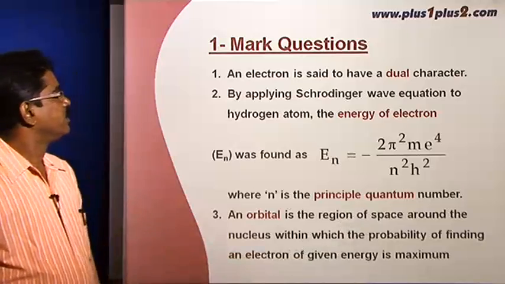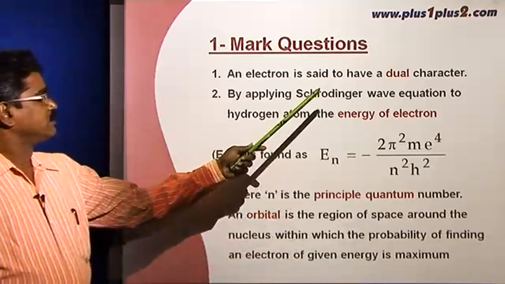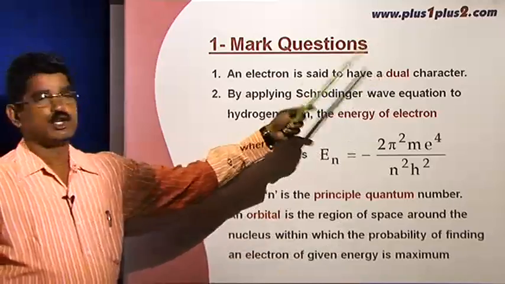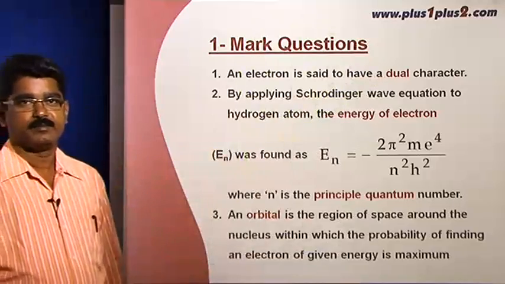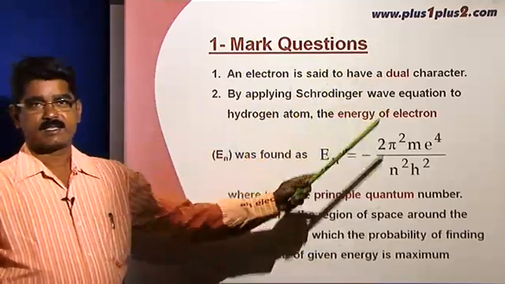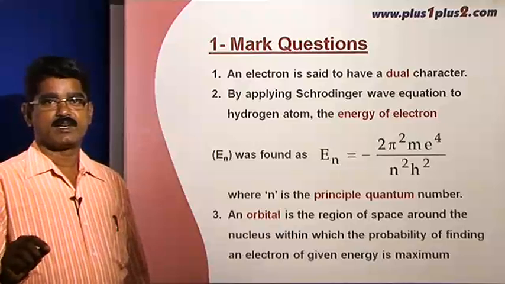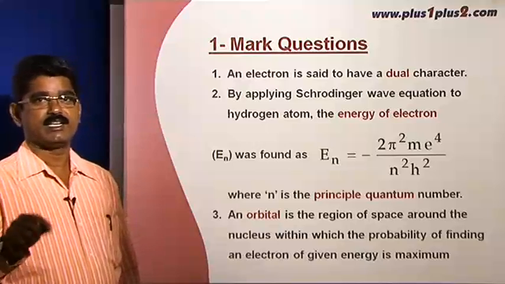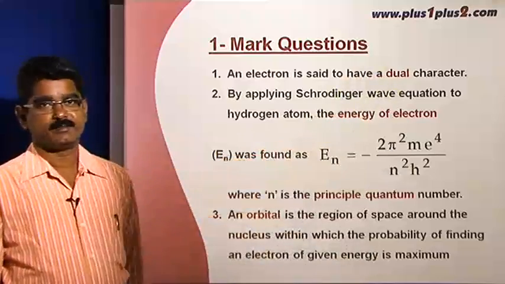important points. An electron is said to have a dual character. Why? Because an electron has particle character as well as wave character. So, it is said to be dual in nature.